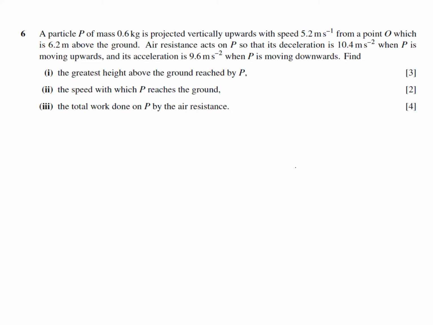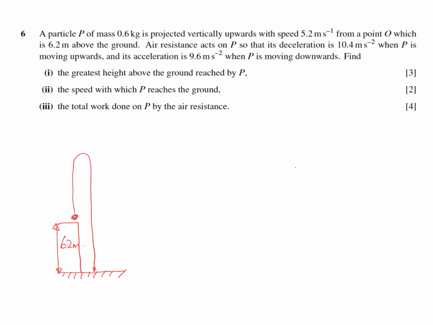Okay, a particle P of mass 0.6 kg is projected vertically upward with a speed of 5.2 meters per second from a point O, which is 6.2 meters above ground. So let's sketch this. So 6.2 meters above ground. So this is where the particle is, and it's projected upward, and then it comes down and then goes back again. So this distance, or the height, is 6.2 meters.